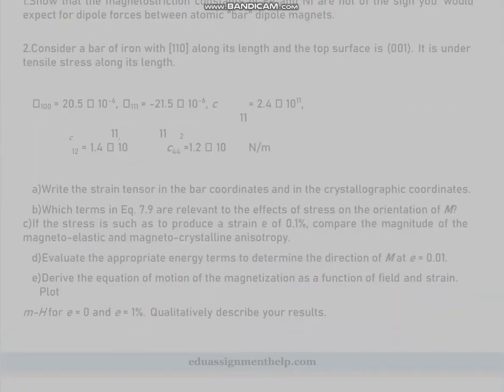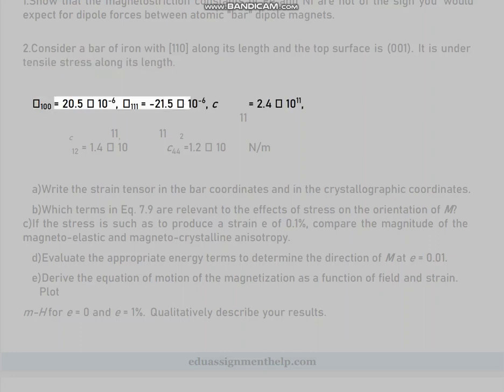1. Show that the magnetostriction constants of Fe and Ni are not of the sign you would expect for dipole forces between atomic bar dipole magnets. 2. Consider a bar of iron with [110] along its length and the top surface (001). It is under tensile stress along its length.